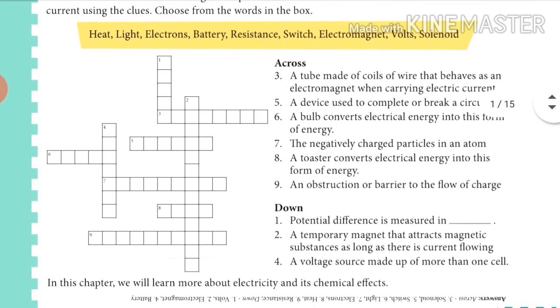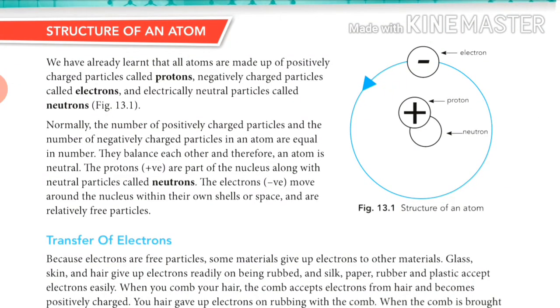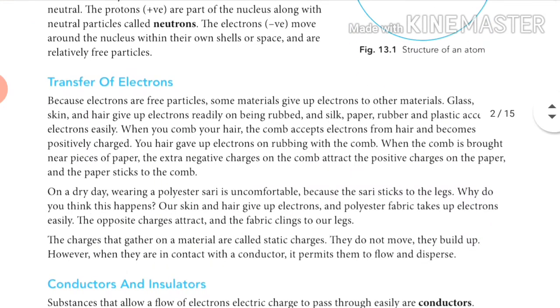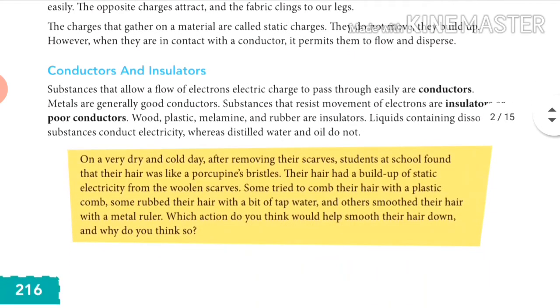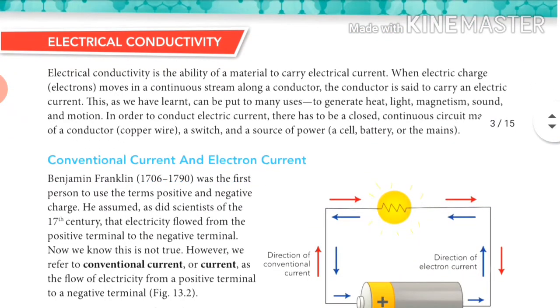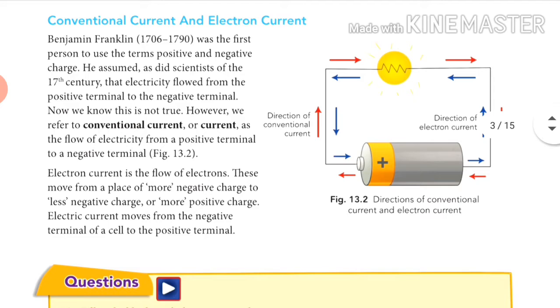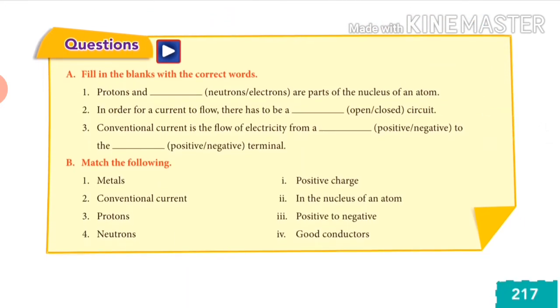As we discussed yesterday, the structure of atom, proton, neutron and electron, then transfer of electrons, charges, then conductors and insulators, then what is conventional current and flow of electron. Then we gave one homework, these fill-ups. So let's solve it.